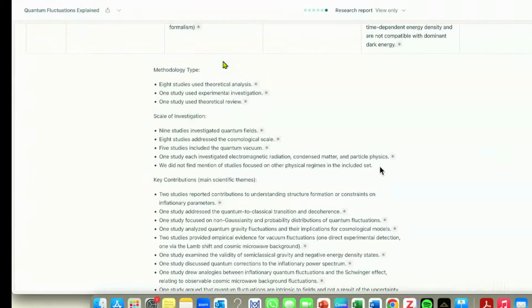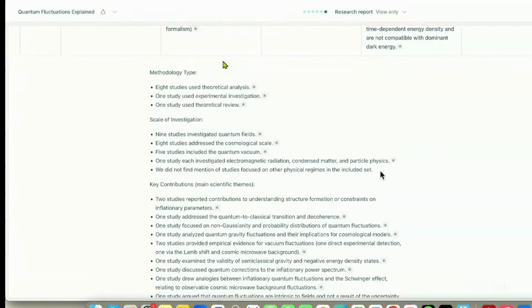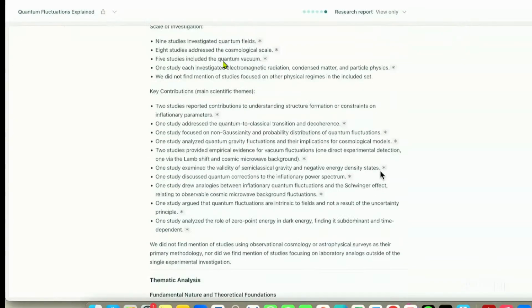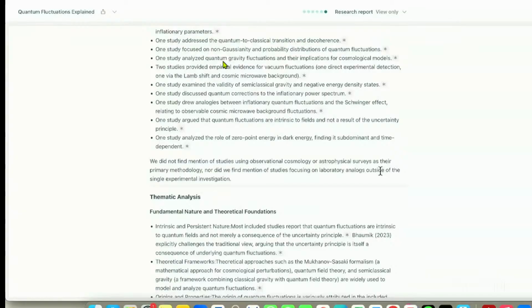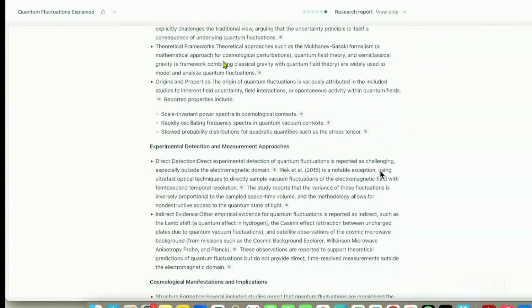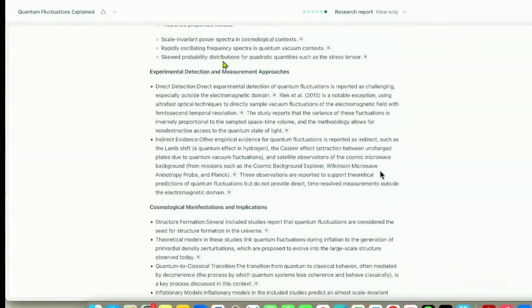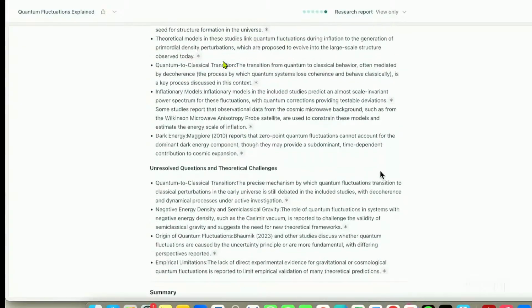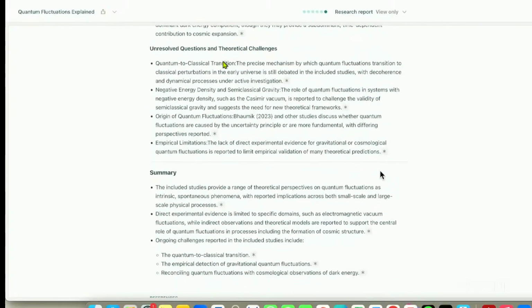So for methodology type, 8 studies use theoretical analysis, 1 study used experimental investigation, 1 study used theoretical review. It gives scale investigation, key contributions, so like the main scientific themes. And then it performs thematic analysis on all these papers and pulls out key terms that they're using to describe quantum fluctuations. It was fascinating because I literally just typed in quantum fluctuations. I had 0 questions for it. I was just curious what would happen.